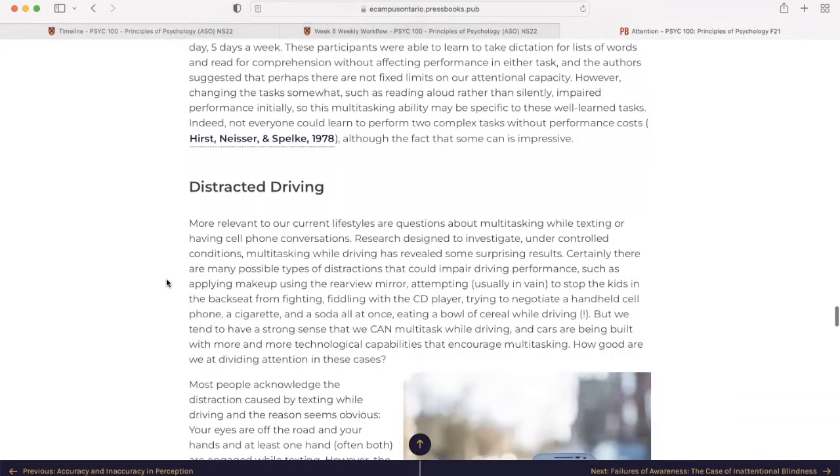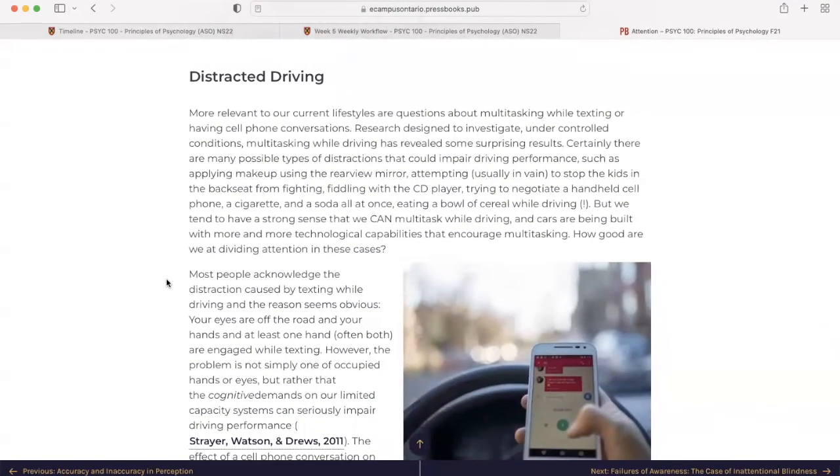Distracted driving. More relevant to our current lifestyle are questions about multitasking while texting or having cell phone conversations. Research designed to investigate, under controlled conditions, multitasking while driving has revealed some surprising results. Certainly, there are many possible types of distractions that could impair driving performance, such as applying makeup using the rear view mirror, attempting to stop the kids in the back seat from fighting, fiddling with the CD player, trying to negotiate a handheld cell phone, a cigarette, and a soda all at once, eating a bowl of cereal while driving.